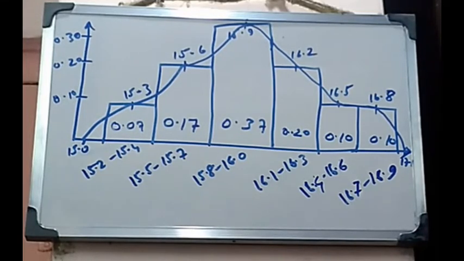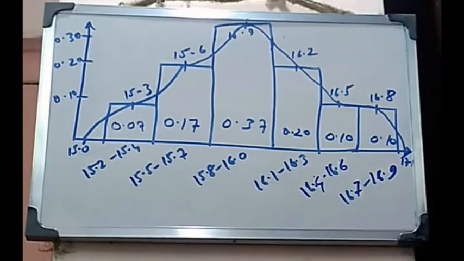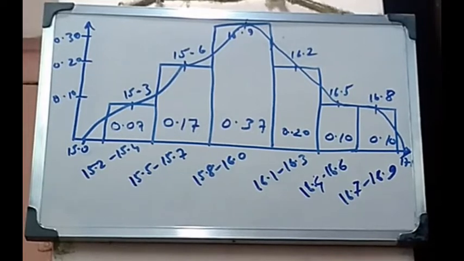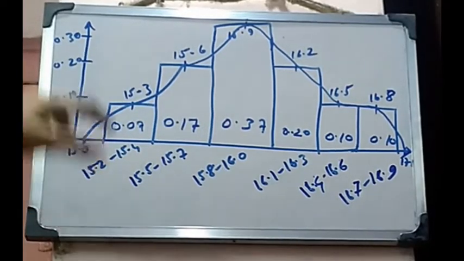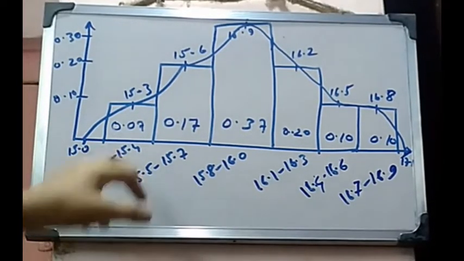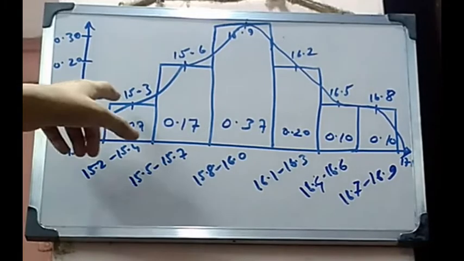To construct a frequency polygon, we mark the frequencies on the vertical axis and the values of the variables we are measuring on the horizontal axis, as we did with the histograms. So look at the board. We have marked the midpoints of the class intervals. For 15.2 to 15.4, the midpoint is 15.3.